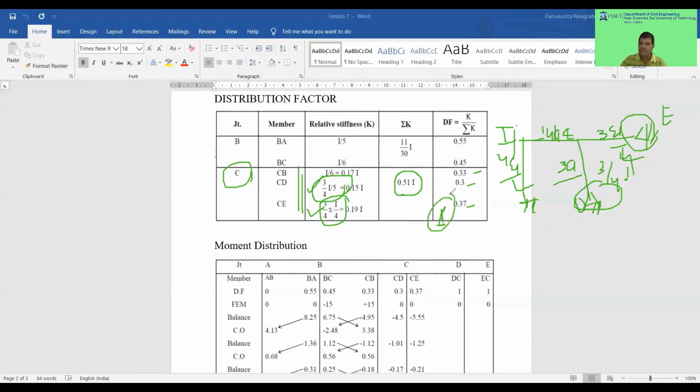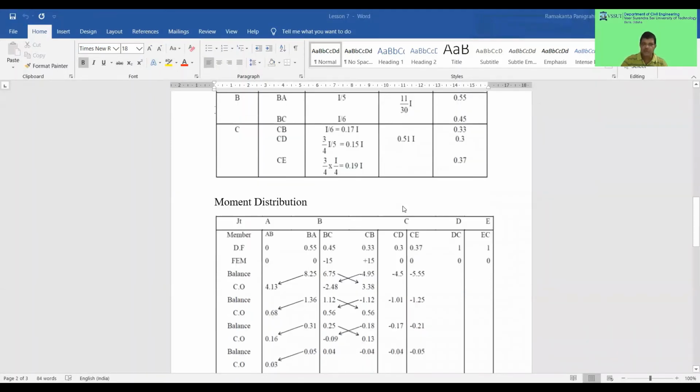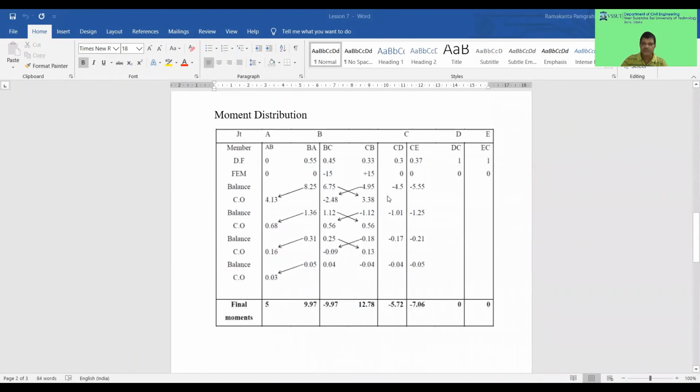So this is how we find out the values of the distribution factor. Be careful and see properly: if the end is simply supported or hinged, then the relative stiffness will be 3EI by L, or 3 by 4 I by L. Very clear on that. Now once you complete this, we'll go for the moment distribution.